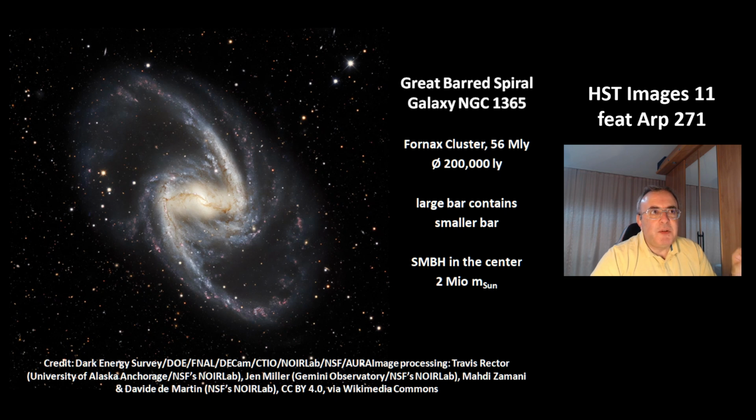That's a great large spiral galaxy, NGC 1365. It's located in the Fornax cluster. It's 56 million light years distance. Its size is 200,000 light years. This galaxy has a large bar which contains a smaller bar. A big bar, there's a smaller bar, and in the center there's a supermassive black hole with a mass of 2 million solar masses.